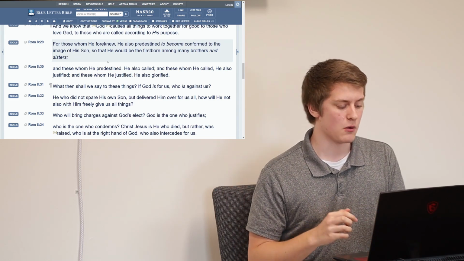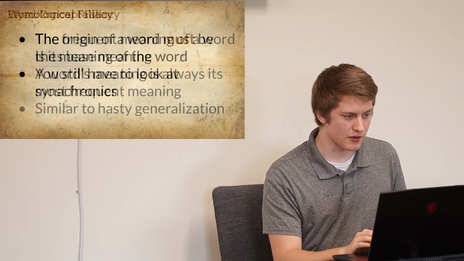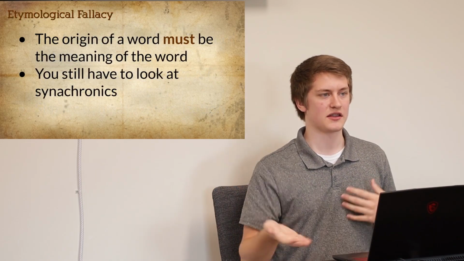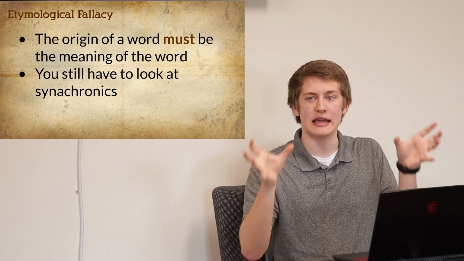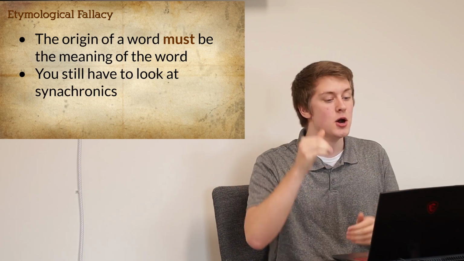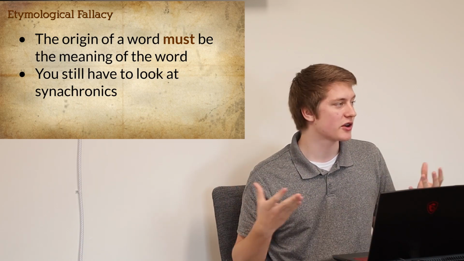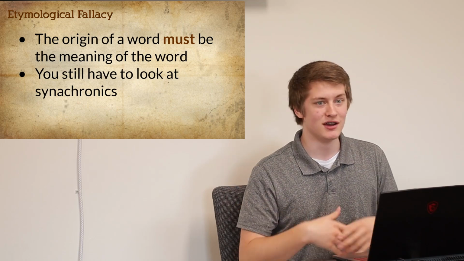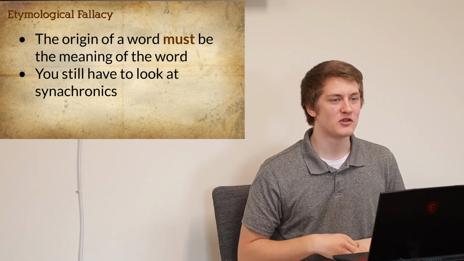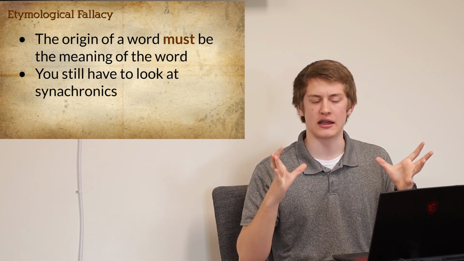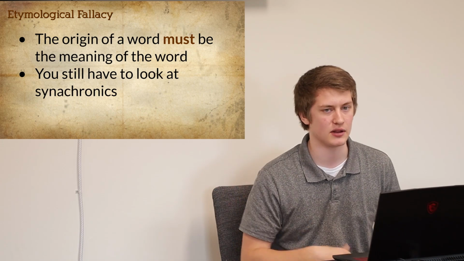So I want to bring that up because that leads us to another fallacy called the etymological fallacy: the idea that the origin of a word, how a word is made in history, must be the meaning of that word. Well, as we already talked about, words can change over time. What was nice yesterday might not be nice today. I don't think that if you translate monogenes as only begotten, you're committing this etymological fallacy.